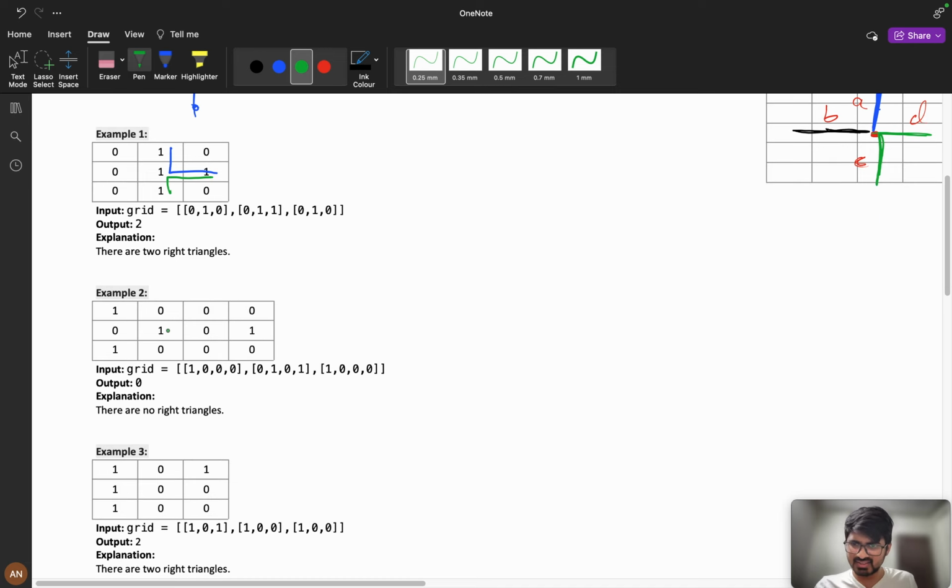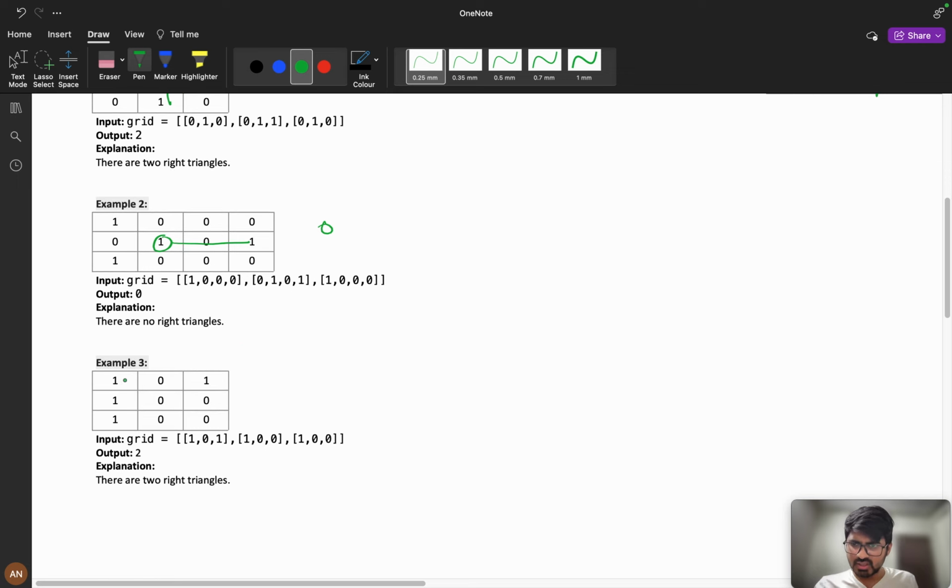Now if you see here, these are in the same row, but I don't have any elements in the column, so you can't form one. So only 0, right? Now let's see this example. Now you have 1 here and you can form like this. This is my one triangle, and if you observe carefully, this is my second triangle. So how can you form this?